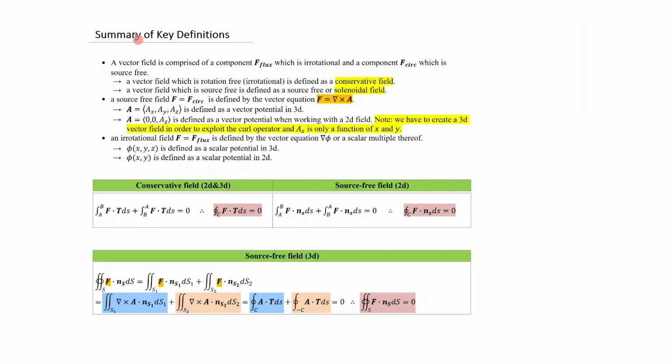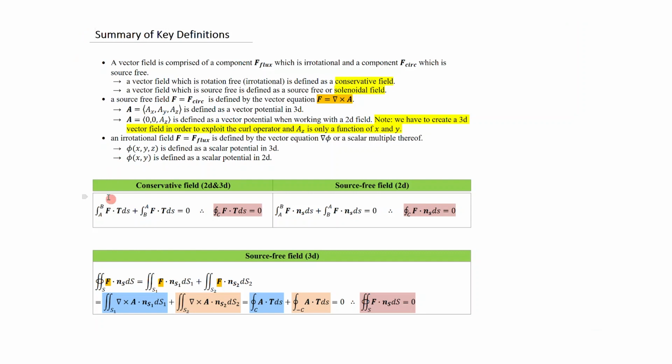And then to summarize, the two types of fields: the conservative field and the source-free field, be it in 2D or 3D. A conservative field is basically rotation-free, and a source-free field is pure rotation. In 2D, we're talking about a contour integral, whereas in 3D we'd be talking about a surface integral. So let's look at each one of these in turn.